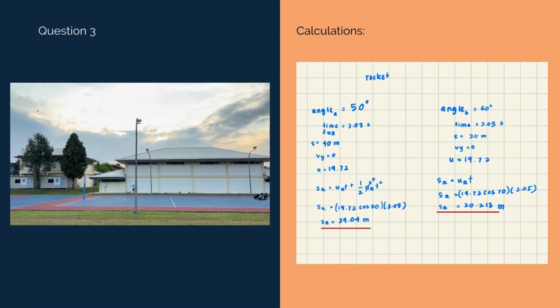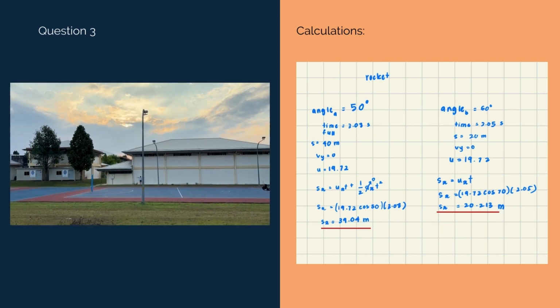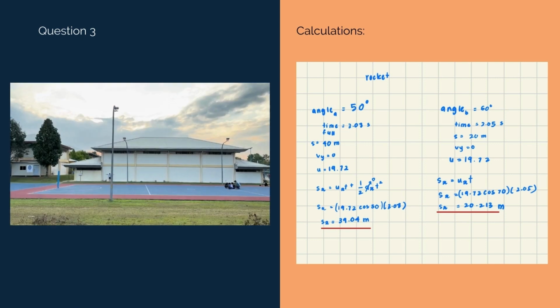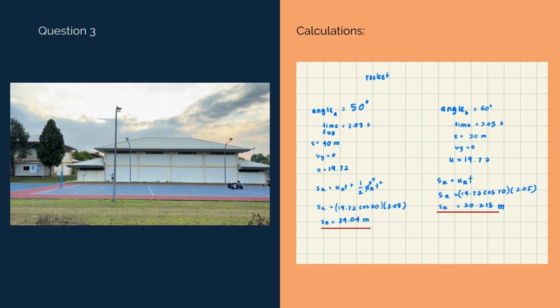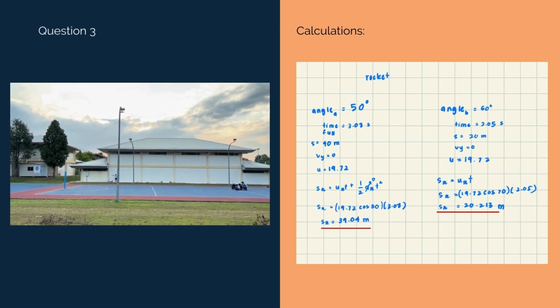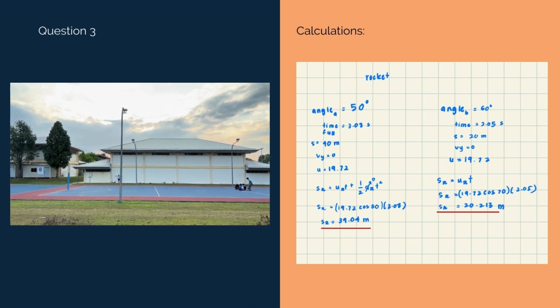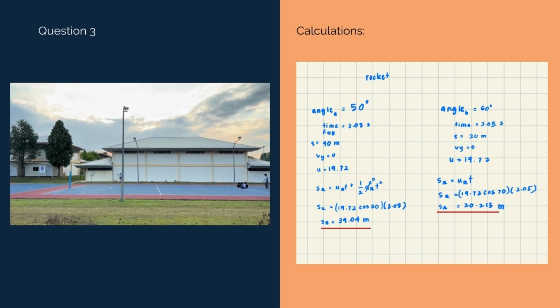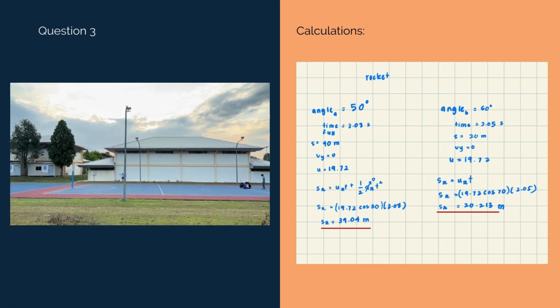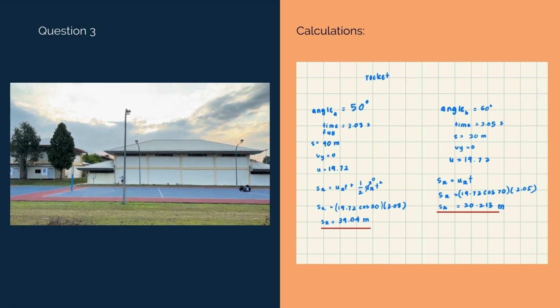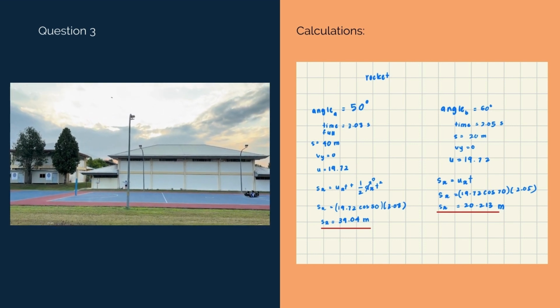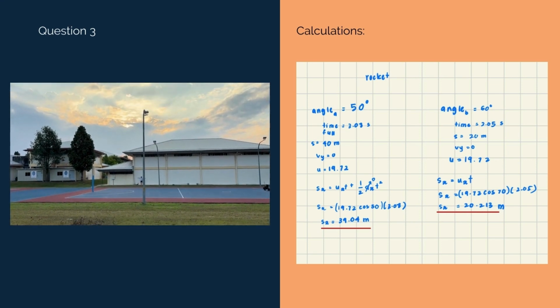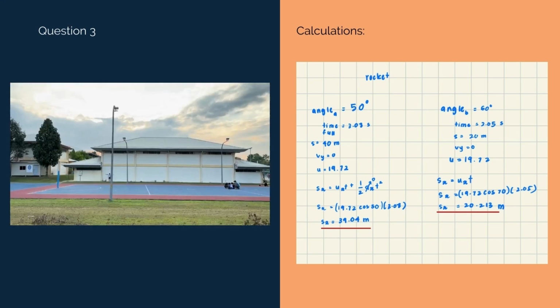So now, let us proceed to the angle of 60 degrees. During the experiment, the period for the rocket launch is 2.05 seconds. Sx is equal to Ux t. You just need to substitute all the values into the formula, and you get the answer of around 20.2 meters. Thus, the students should use the angle of 50 degrees in order to get the maximum horizontal distance, so that the students could win the competition.